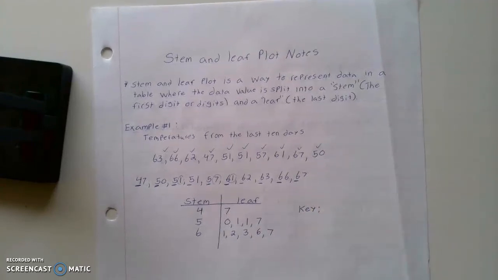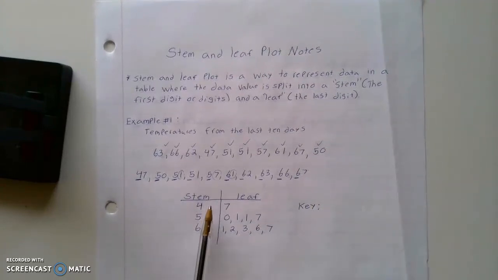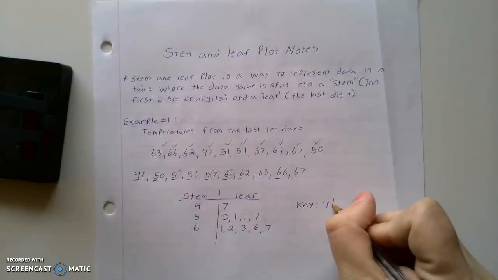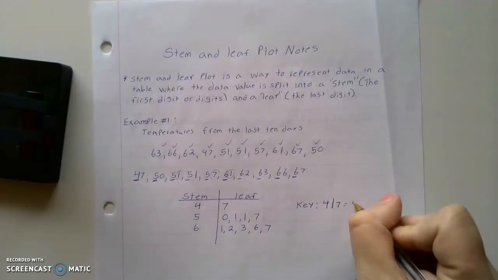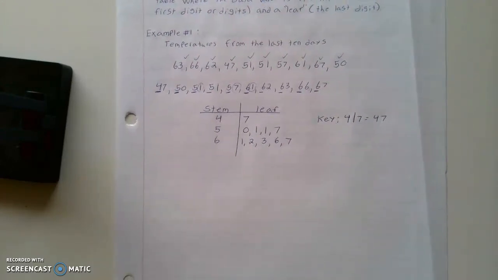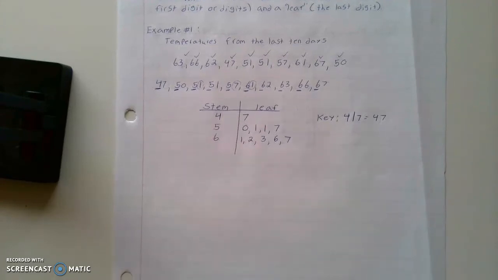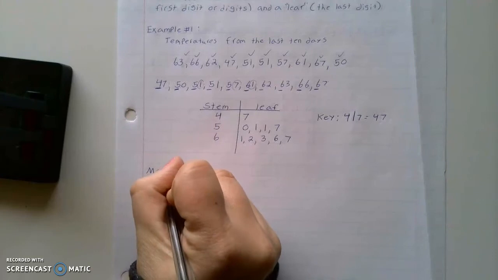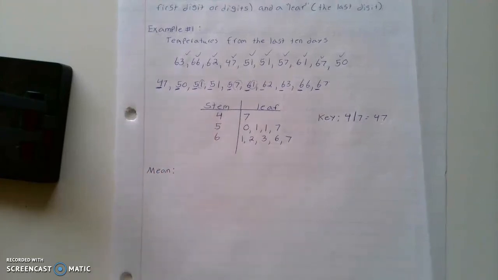Okay, so my key for this one, I have 47. So 47, I have the number 4, with my line and a 7, and remember, we read that as the number 47. Okay, so we're going to go ahead and find our central tendencies for this first graph. So for my mean, remember we add all our numbers and divide by how many numbers we have. So when I add all my numbers, you can use a calculator, go ahead and pause the video and add all your numbers.